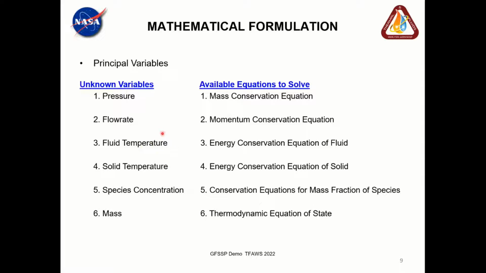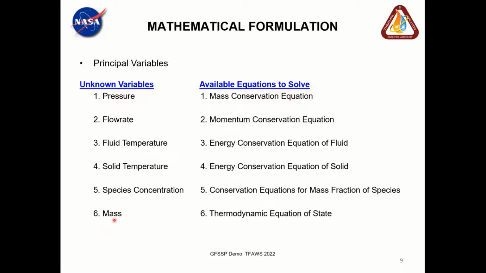Now I'm going to very briefly go over the mathematical formulation. Pressures, you want to calculate the pressures. Pressures come from the mass conservation equation because it's a pressure-based method. Flow rate is calculated from the momentum conservation equation. Fluid temperature from the energy conservation equation. If it's a conjugate heat transfer, for solid temperature you solve the energy conservation equation of the solid. If it's a mixture, you solve the species concentration by solving the mass fractions of the species.